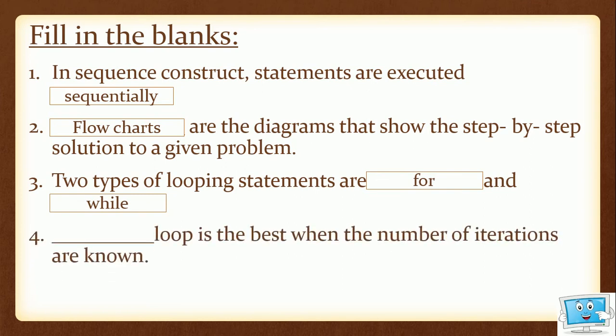Now the fourth question is, dash loop is best when the number of iterations is known. That is, when we know the number of repetitions, that this loop has to be continued till this time. So for that purpose, which loop is best? Yes, for loop is best for that time.